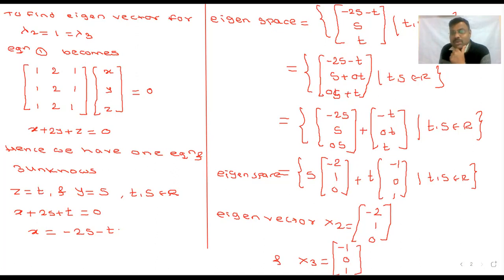Second type of example we will see, sometimes we get only two eigenvectors, and in the third type of example we will see we get only one eigenvector. Okay, in this way you see.